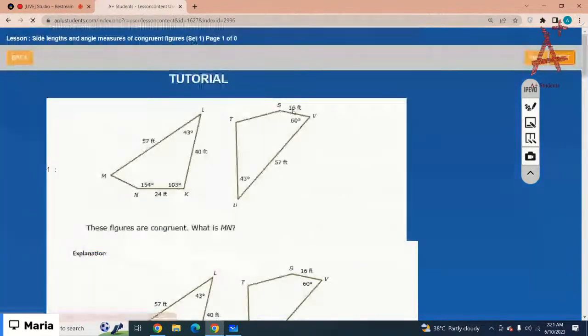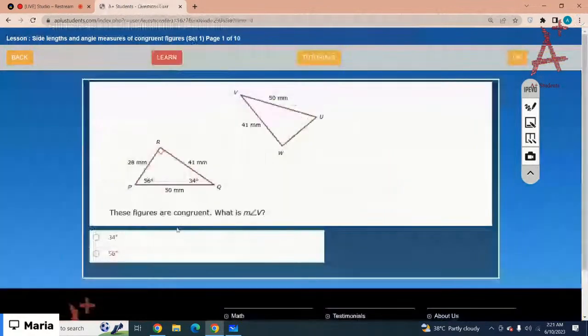Let's start with the test questions. Okay, these figures are congruent. What is the measurement of angle V? Got it? If you rotate this image, R is the right angle. That means W is the right angle. So angle V is congruent to angle Q. That means angle Q is 34 degrees. So angle V is also 34 degrees. Got it?